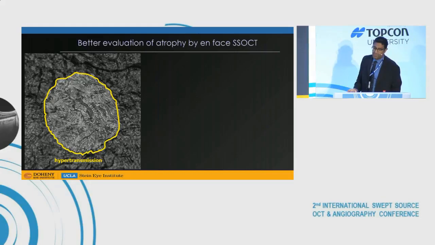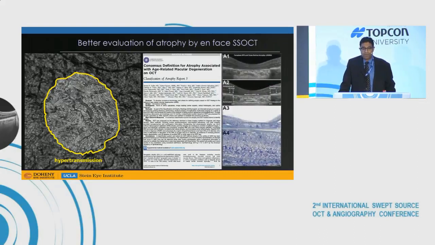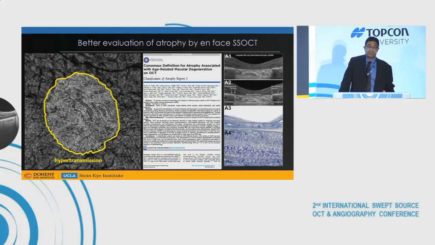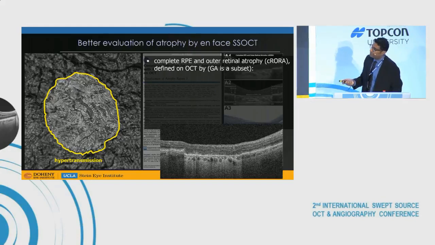We call this hypertransmission. Recently, the CAM group, which Ramin and Rick and others are part of, published the criteria for recognizing atrophy in OCT images, because we didn't have a definition. We had color and other fundus autofluorescence definitions, but we didn't have an ability to recognize this consistently. So we defined this entity, complete RPE and outer retinal atrophy, which includes atrophy associated with CNV, but also GA, which is a subset of this.